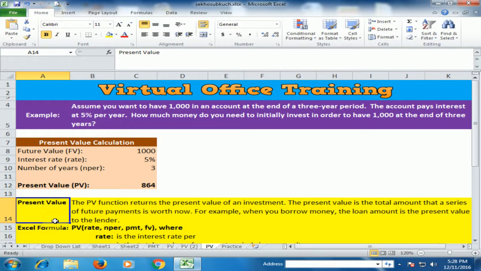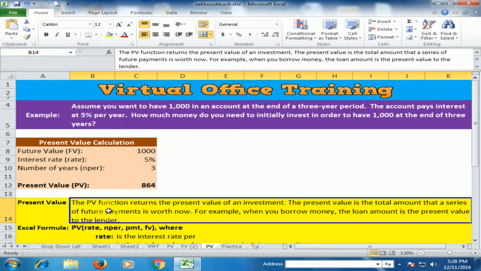Here is a present value definition. The present value function returns the present value of an investment. The present value is the total amount that a series of future payments is worth now. For example, when you borrow money, the loan amount is the present value to the lender.